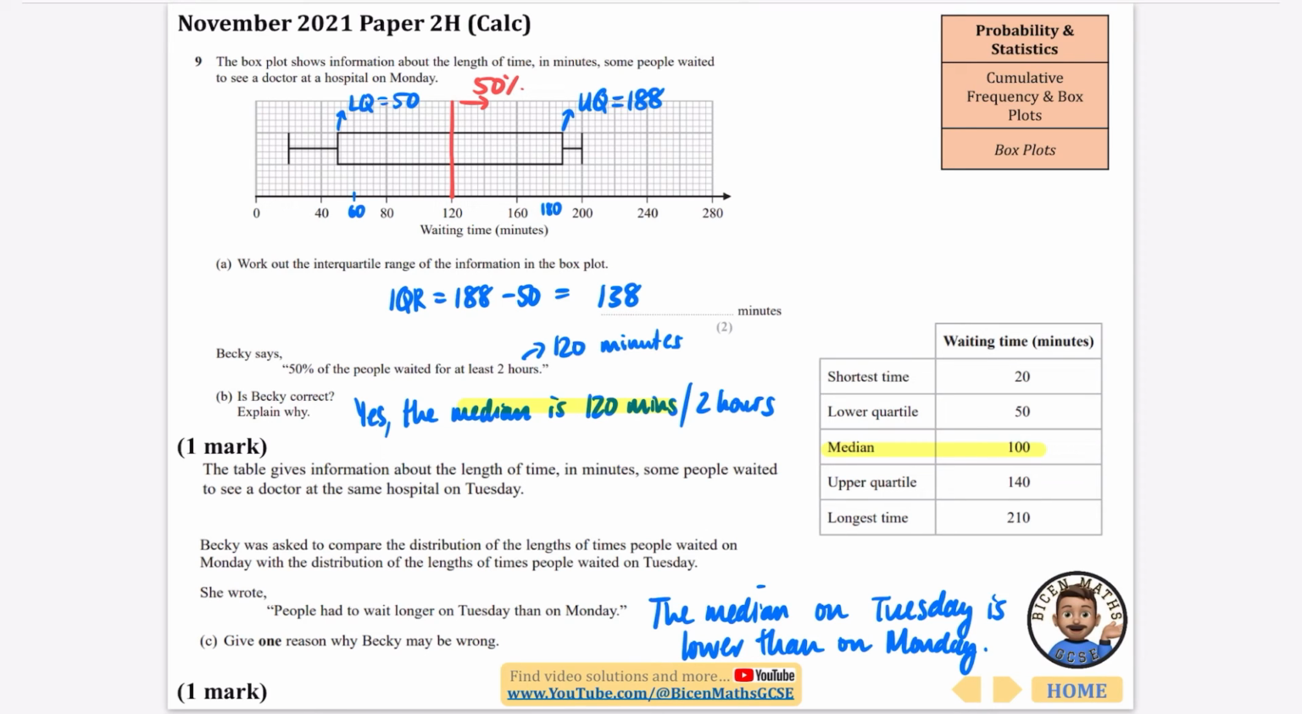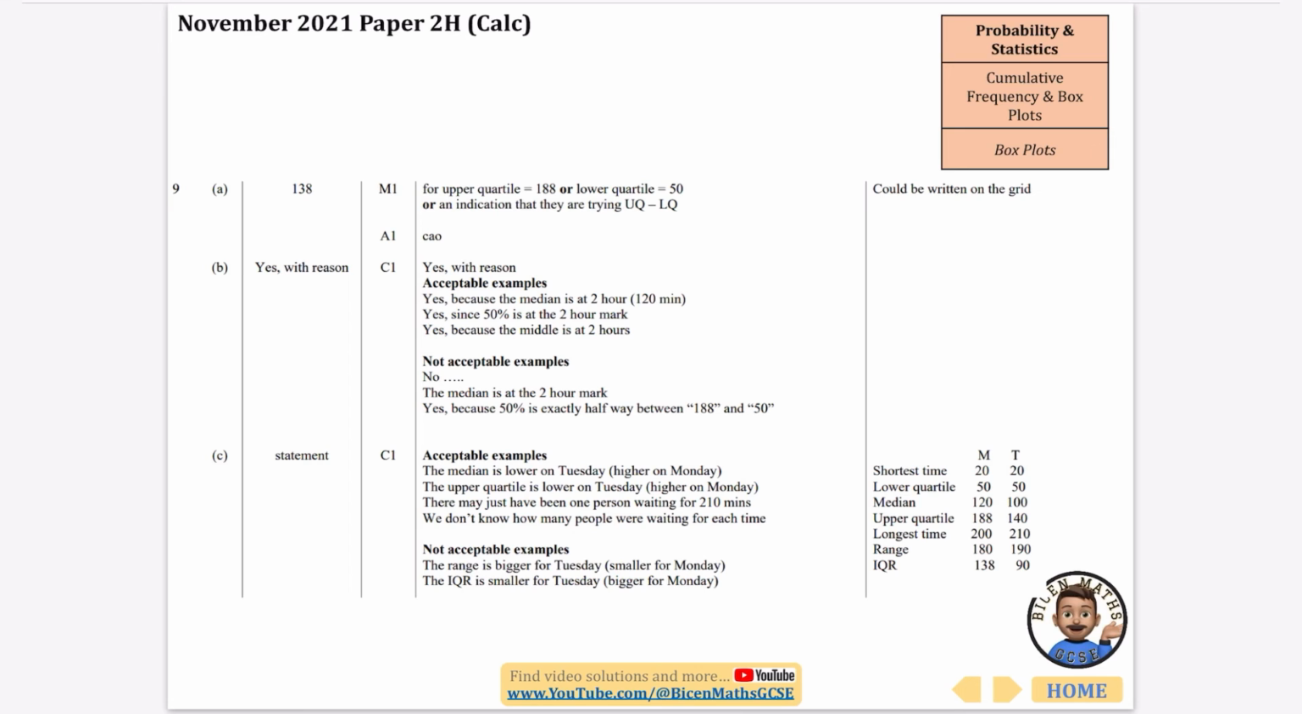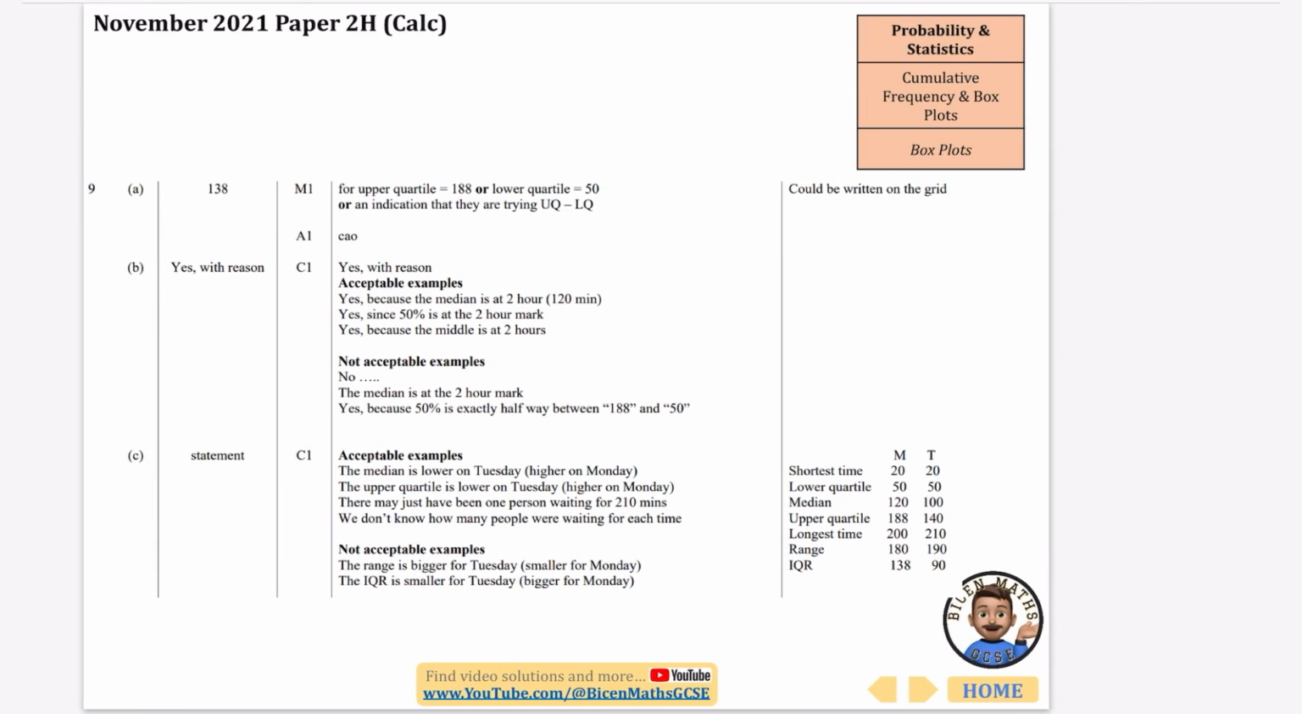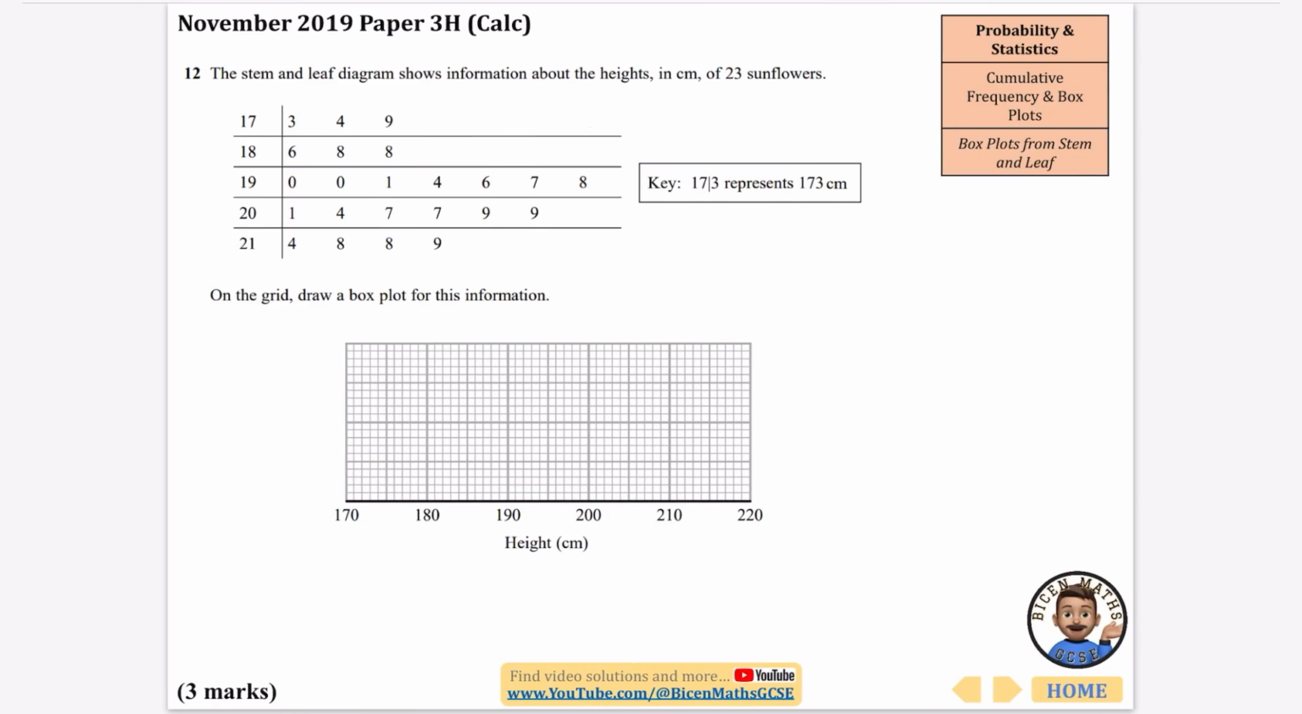Okay, let's see if we've got these. So we're looking for 138, the median is 120, and then this little bit down here. So we've got 138, yes, because the median is at 2 hours, and the median is lower on Tuesday, and it's higher on Monday. Okay, one more, I think, on box plots, and then we're moving on to cumulative frequency graphs.